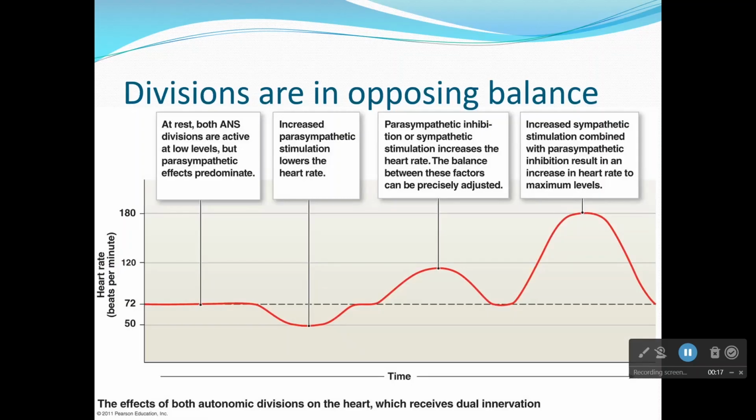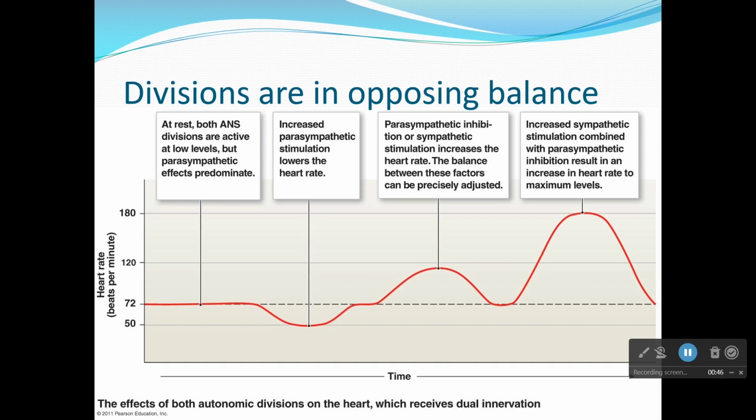The sympathetic and parasympathetic nervous systems are both on all the time. So what we see as the result of these systems is the opposing balance, the balance between the two things, right? So if this is our at-rest area, we have both parasympathetic and sympathetic active, but both at a low level.